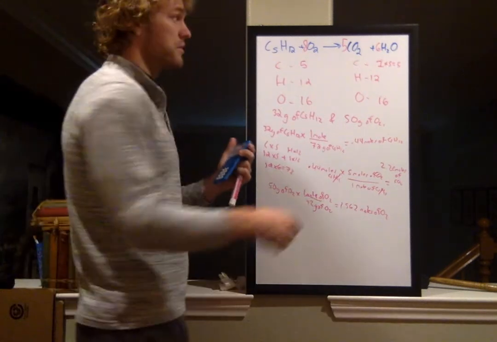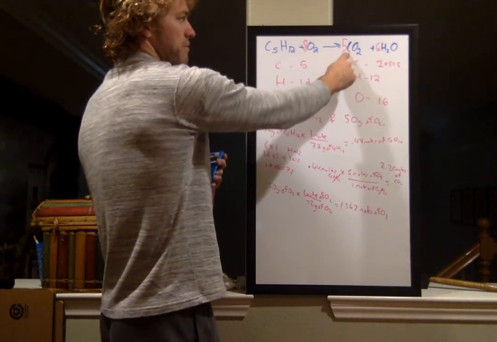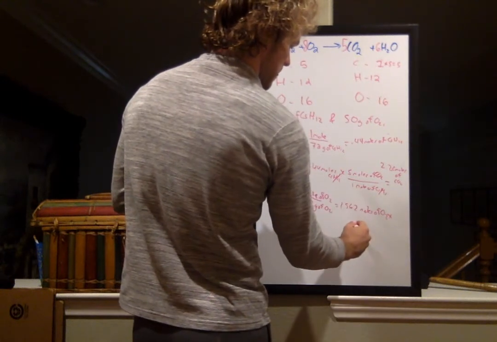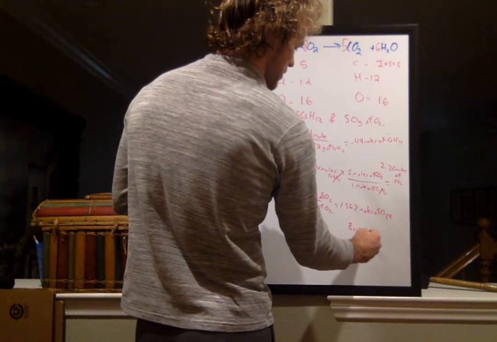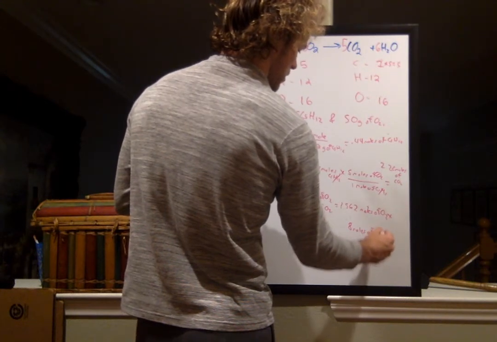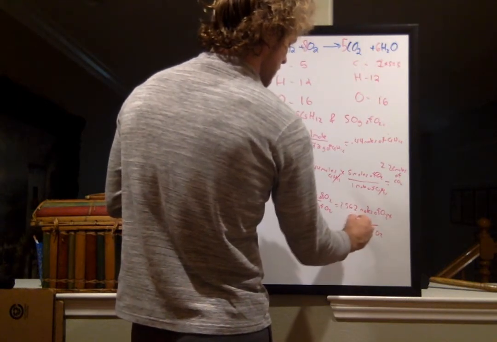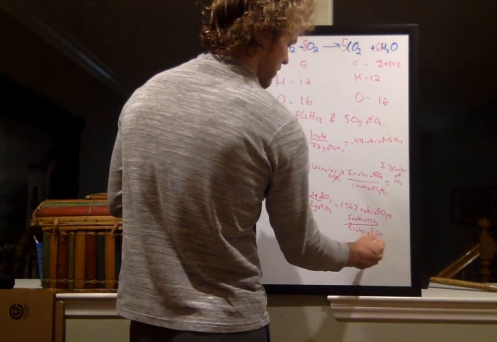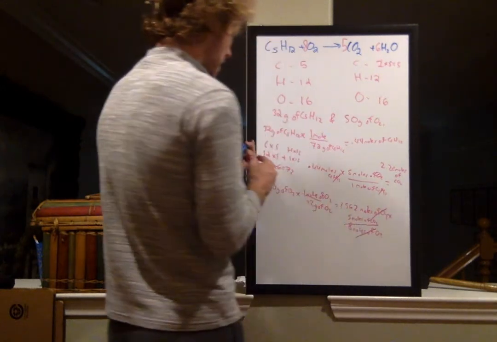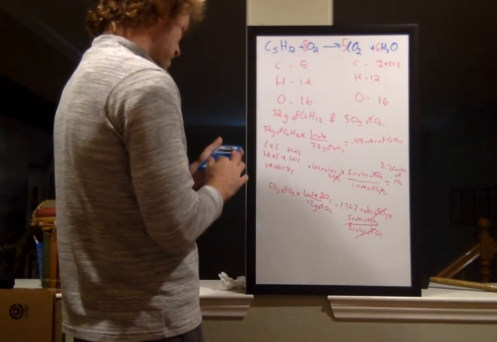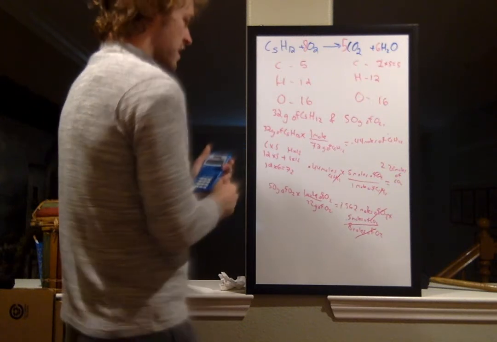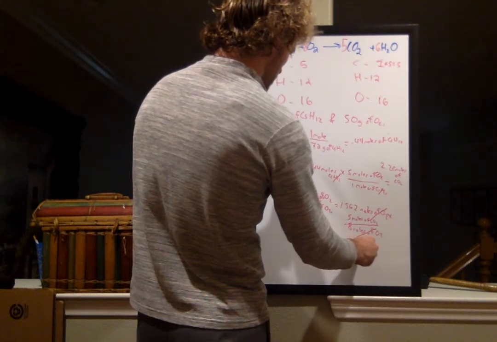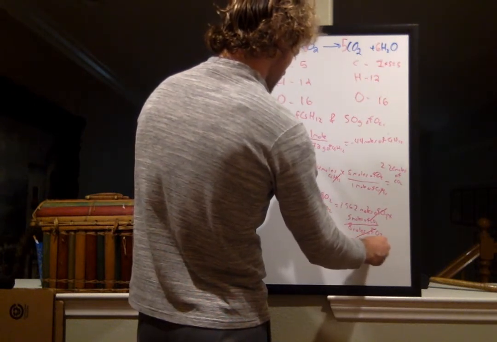The mole ratio is 8 moles of oxygen produce 5 moles of carbon dioxide. So we're really multiplying this by 5 moles of CO2 per every 8 moles of O2. The oxygens cancel, and we're left with times 5 divided by 8, and we get 0.97 moles of CO2.